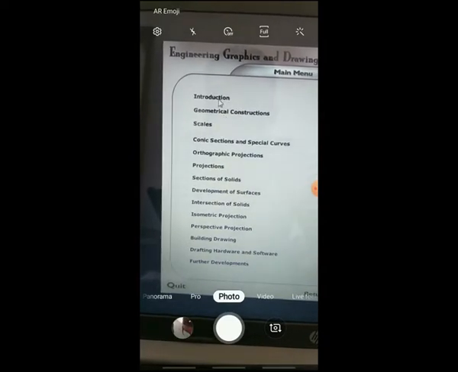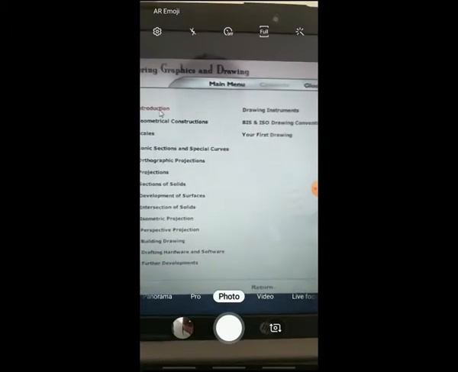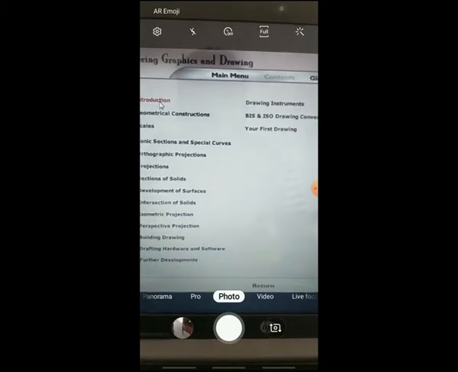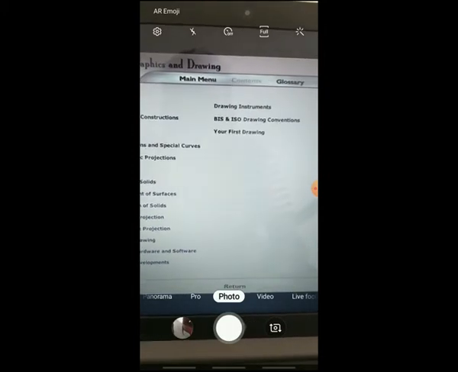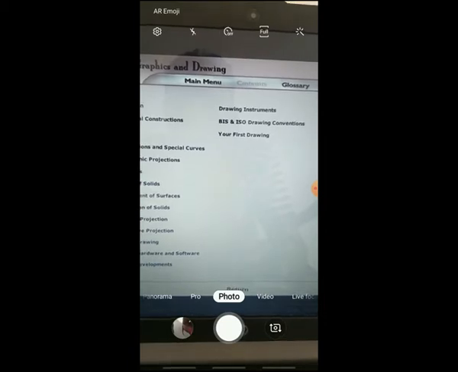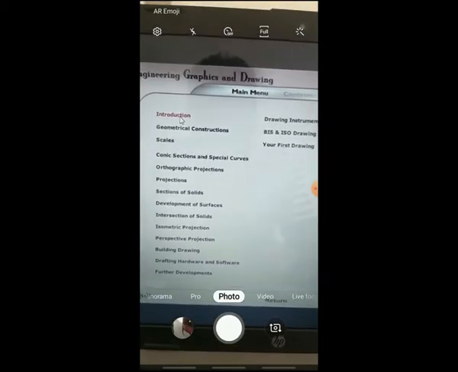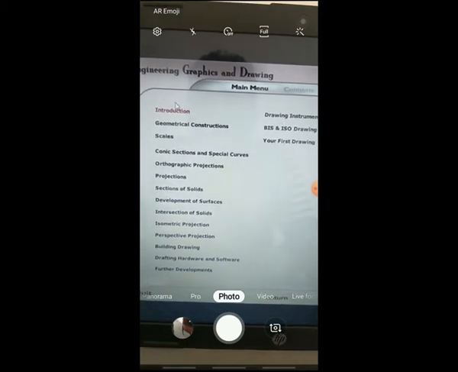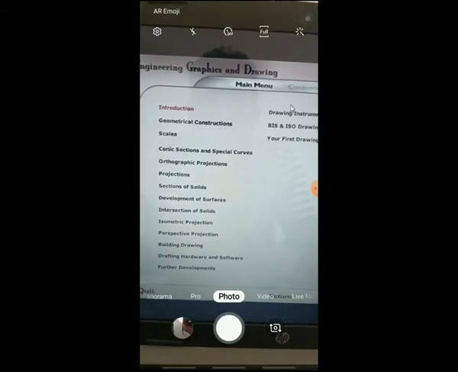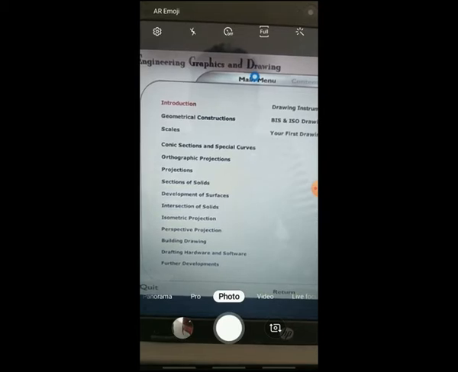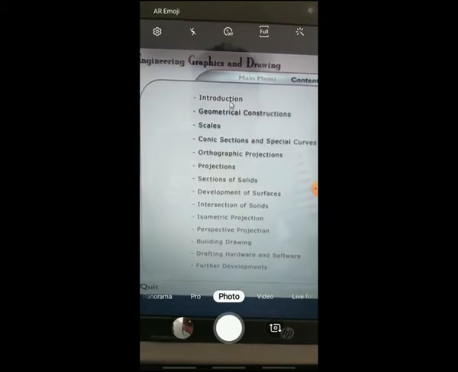In this, first we are going to give the introduction of the engineering drawing. In this engineering introduction: drawing instruments and BIS, ISO drawing conventions, and first drawing sheet example. So in this PPT, we will give the introduction.